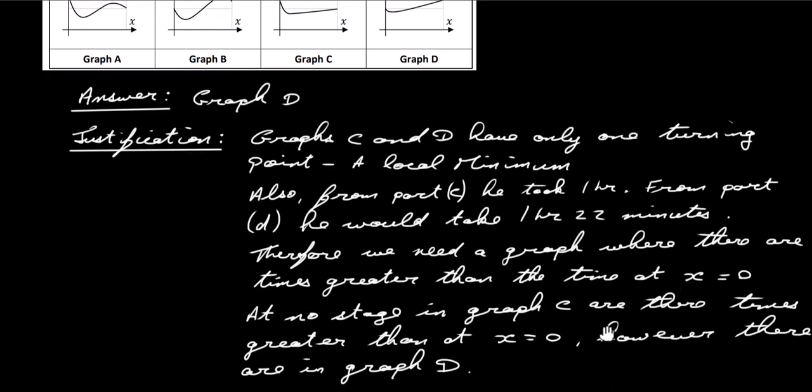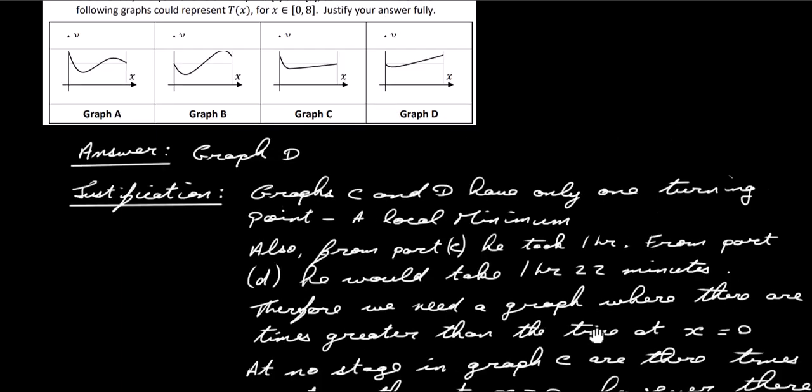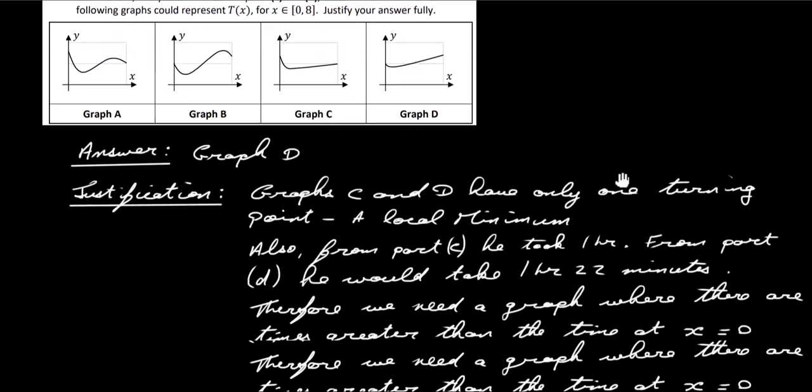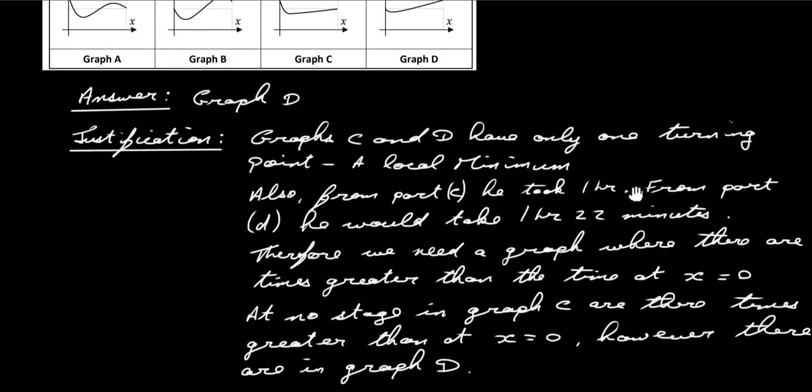Therefore, we need a graph where there are times greater than the time at x is equal to 0. At no stage in graph C are there times greater than at x equal to 0. However, there are in graph D. So you can see in graph C here, as we increase x, there are no times that are greater than at x is equal to 0. Whereas here, we could have a 1 hour 22 minutes up here somewhere. So at x is equal to 0, this is where he took 1 hour, and then he took longer as x gets bigger out along here. Okay, so that's my solution to the last part of this question.